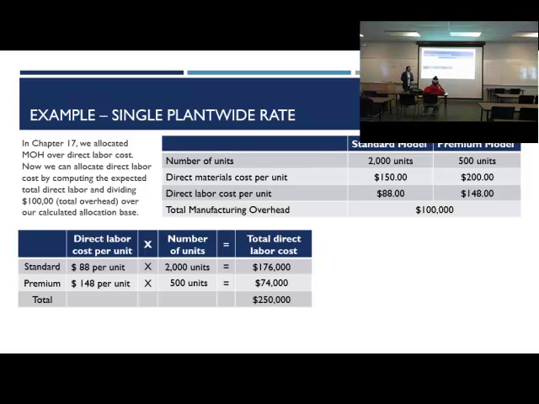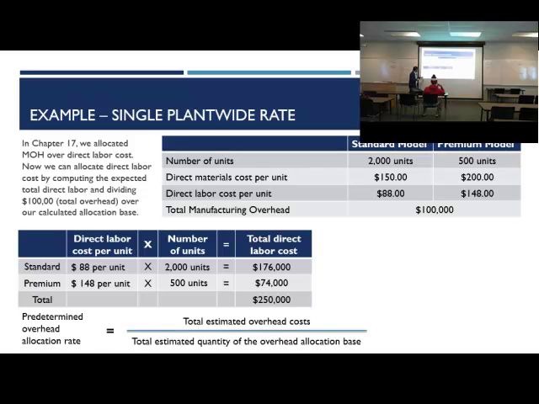250. That is going to be our allocation base. That's what we're going to base our allocation on. It's the cost driver, okay? Now, we have an equation that we've already known. Predetermined overhead rate equals estimated overhead cost divided by estimated quantity of overhead allocation base. Cost driver, okay? That is our cost driver. So what's our equation then?